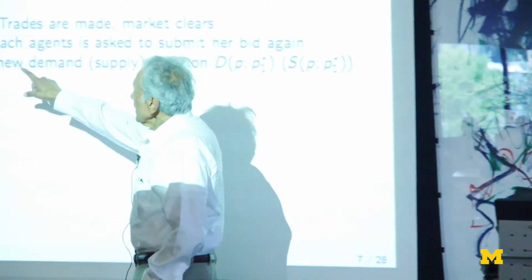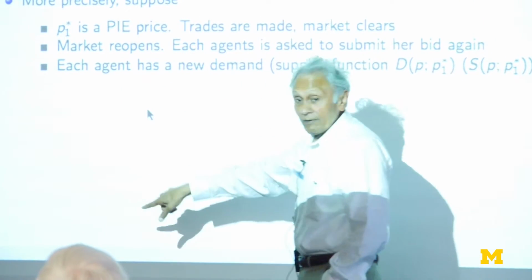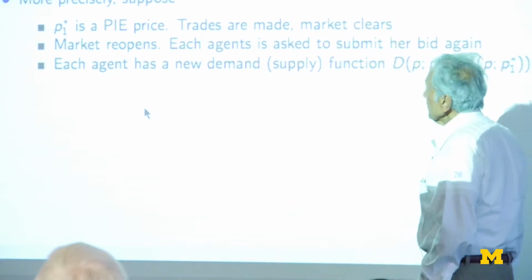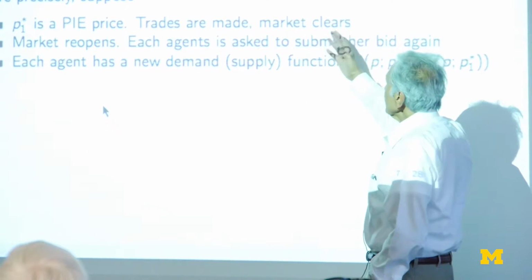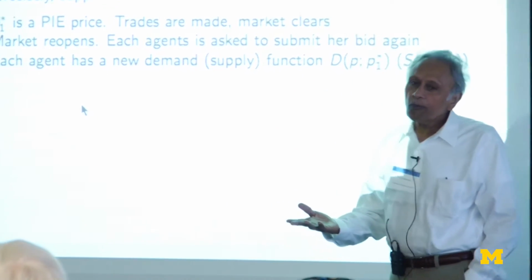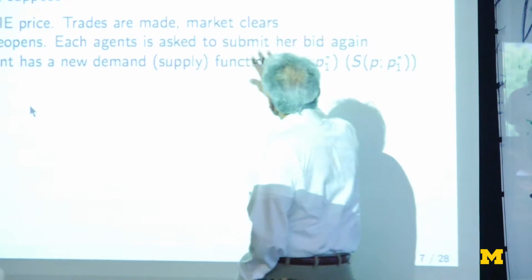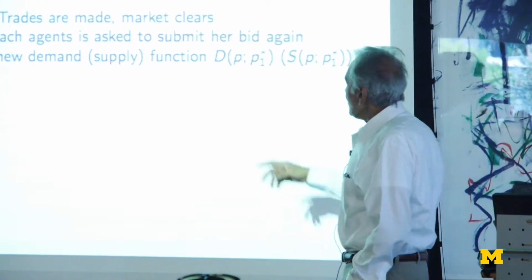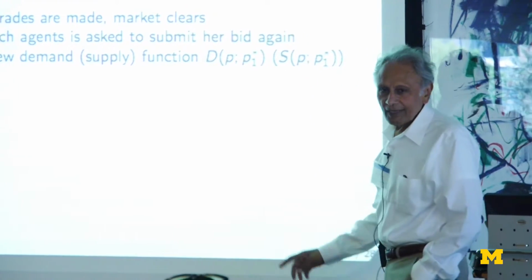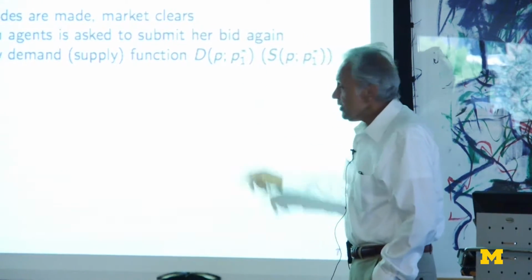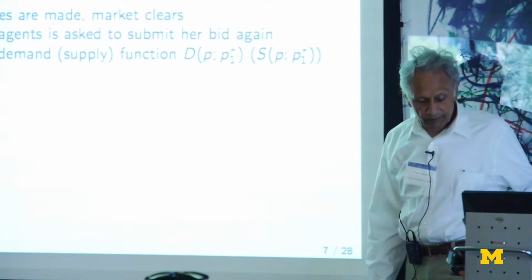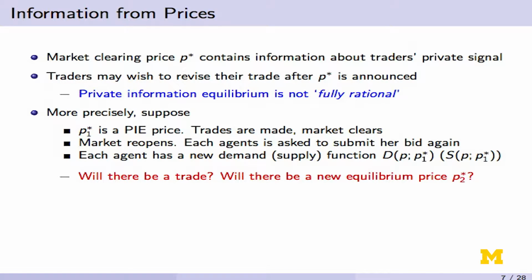So P1 star supposes the first price, this partial information equilibrium. The trades are made, the market clears. Suppose now the market reopens, and you're allowed to redo your trade. Then each agent is asked to submit the bid again. And so now you'll get a new demand function, which will depend upon this additional information they got from the first round. And will there be a trade? And if so, that'll be a new equilibrium. And you can keep going and redoing this.